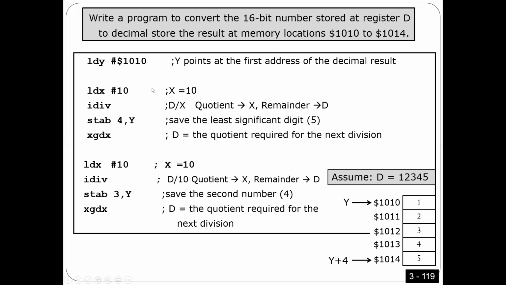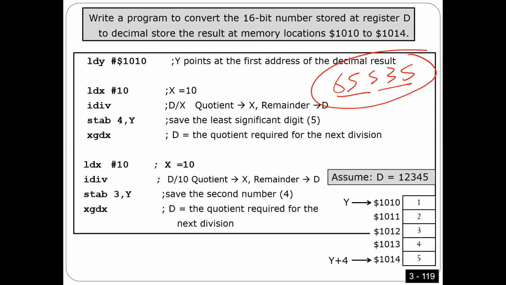Look here, guys. Here, write a program to convert a 16-bit number stored in register D. So I have 16-bit number stored in register D. Okay. So that means this one can have up to 5 digits, right? Because register D is 16-bit, so I can get up to 65,535. So here, because it's 16-bit, I can get up to 5 digits.